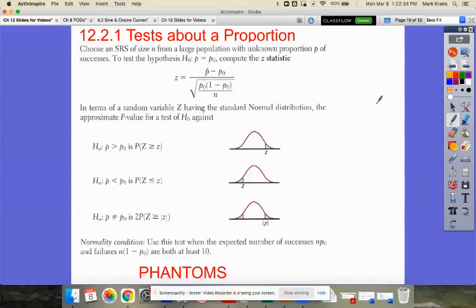All right, this is it. 12-2. We're just doing it in one shot. It's about tests about a proportion. You don't have to worry about t-tables. We get to do z's every single time.